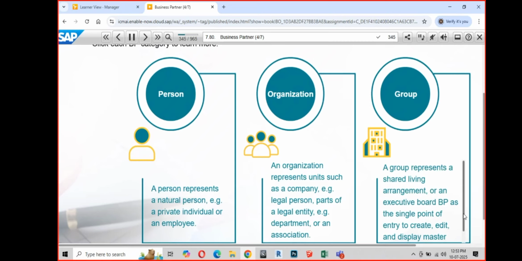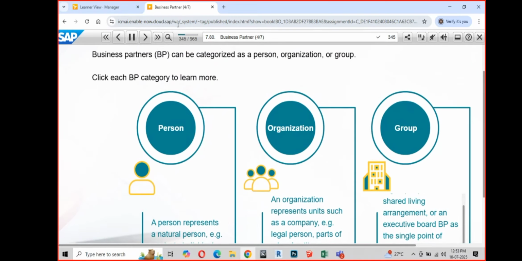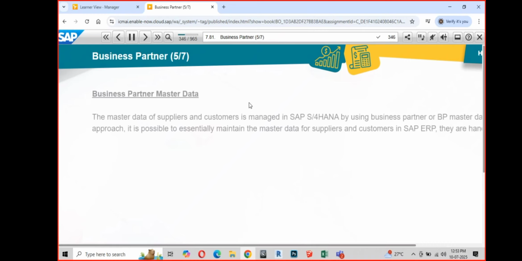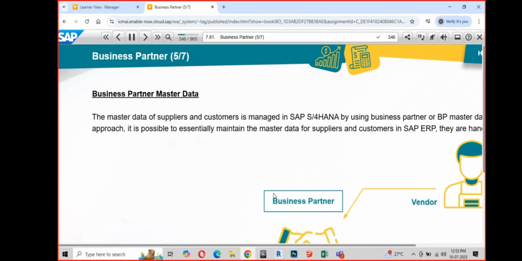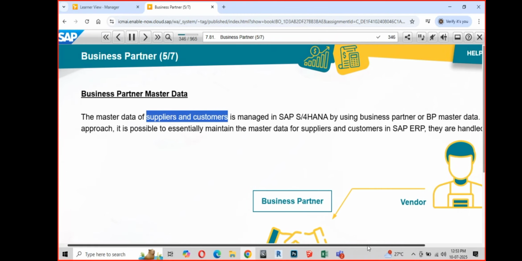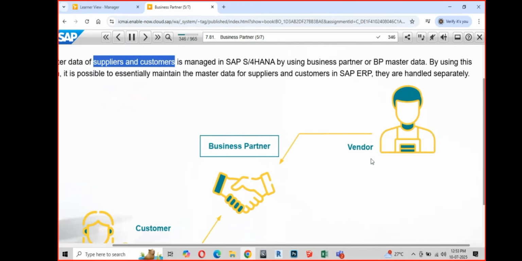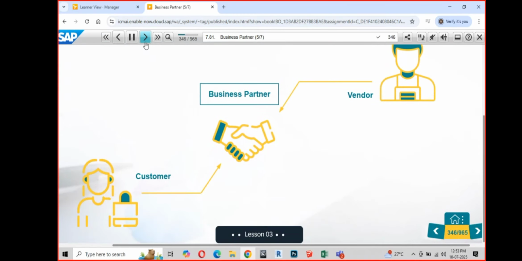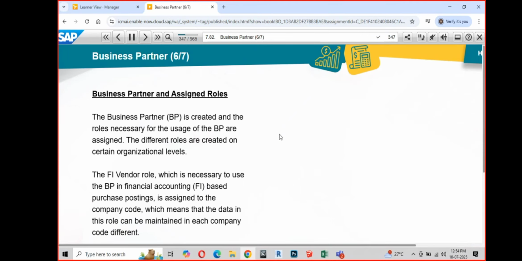Just an extension of this. Nothing beyond. OK. Don't try to break your head too much on this. So who basically is a business partner? Suppliers or customers, vendors or customers. So just read them through whenever you find time. All right. So I wouldn't want to spend much time out here.